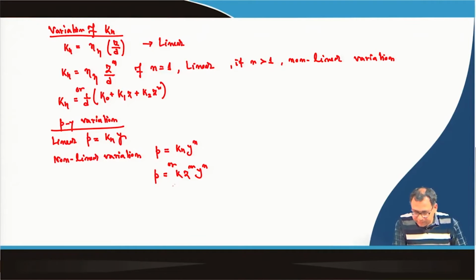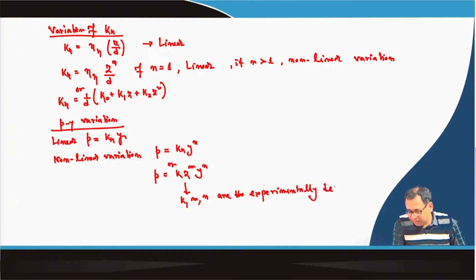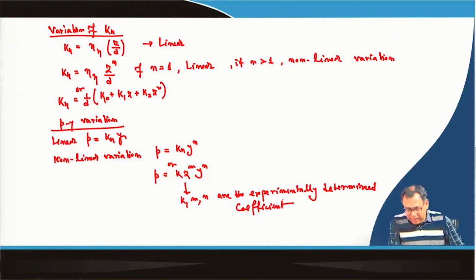Okay. So, these k, m, n are the determined coefficients. So, this k, m, n are the coefficients, and those can be determined experimentally.